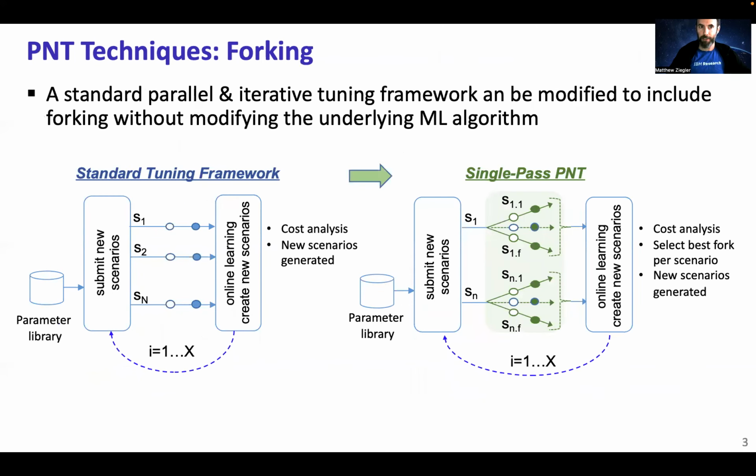PNT relies on two key principles. The first one we'll call forking. In this case, we're going to take a standard tuning framework as we see here, which has parallel scenario submissions and iterative refinement. This is an online tuning technique, but this is a very common framework. Really, I think for any online approach where you're going to need some sort of parallel iterative framework, we're going to try a simple approach to modify this technique by introducing what we call forking. In this case, we're going to intercept each scenario, fork it a number of times, and then select the best solution and return that to the machine learning algorithm.